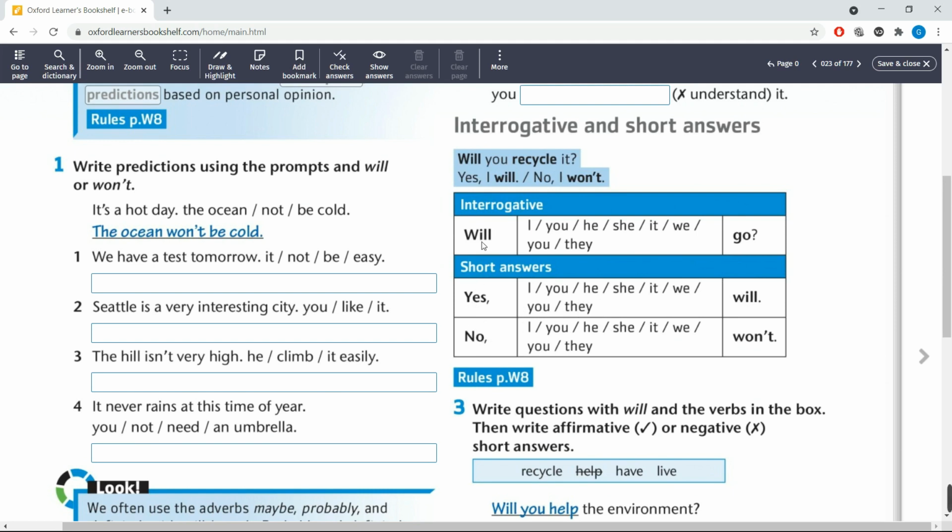Okay? In the case of a negative answer, cuando queremos decir que no vamos a hacer algo, in this case, what we do is that first we start with no, then the subject. Will you go? No, I won't.